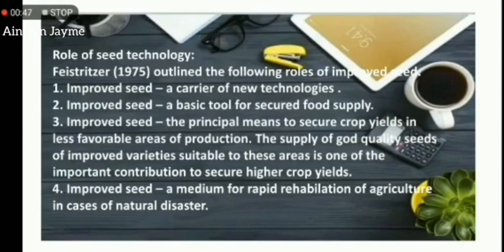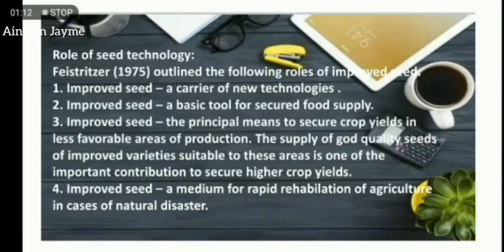Number 2, improved seed, a basic tool for secured food supply. The successful implementation of high-yielding varieties programs has led to a remarkable increase in production, and food imports from other countries have been brought down in spite of rapid increase in population.